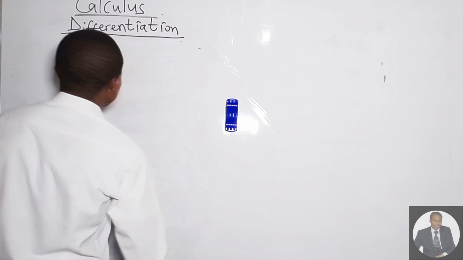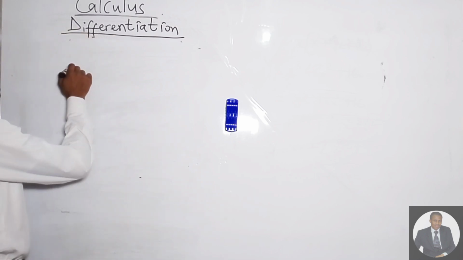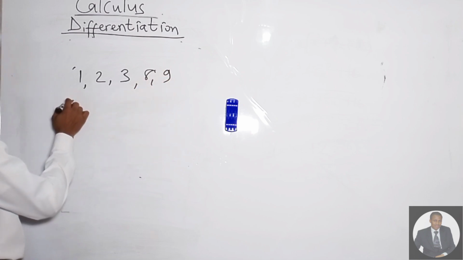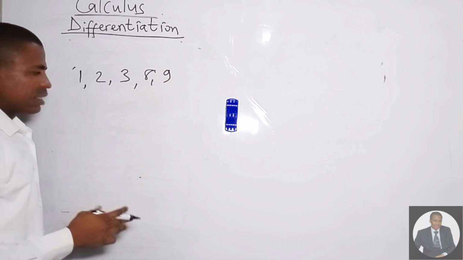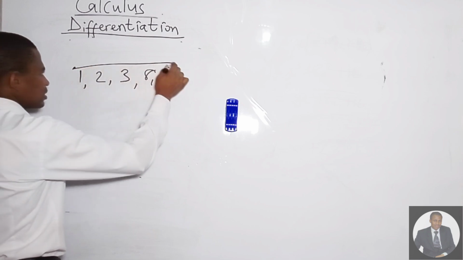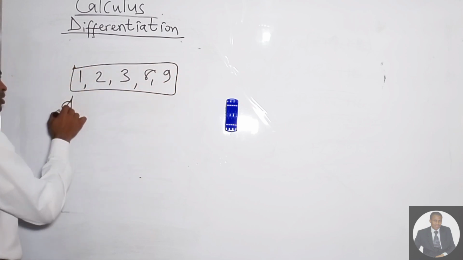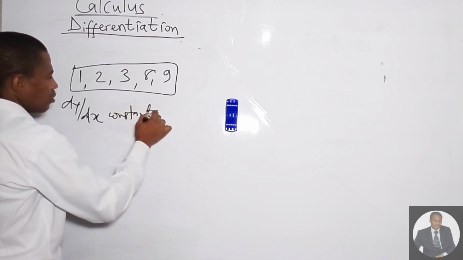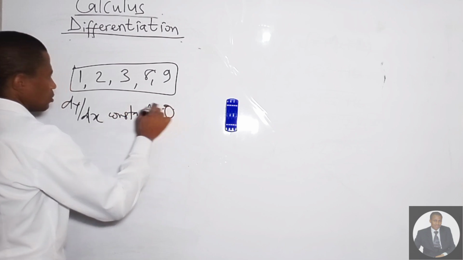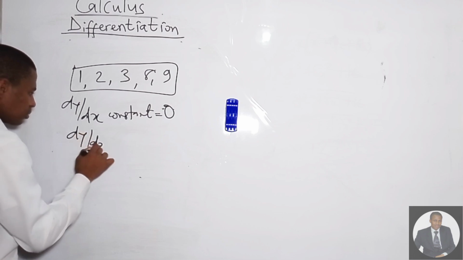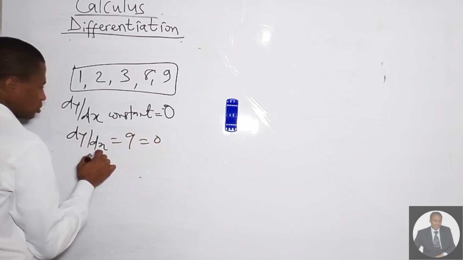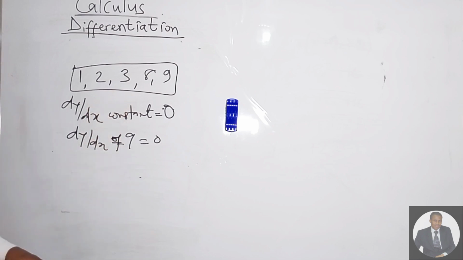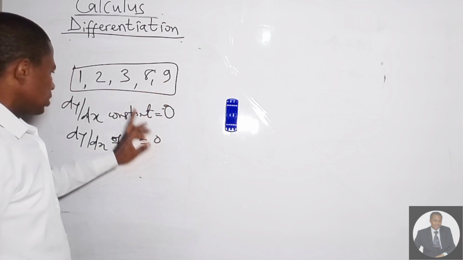Now, if we are to differentiate constants like 1, 2, 3, 8, 9, with no attached letters, these are constants. The dy/dx of constants is 0. So the dy/dx of 9 equals 0. The dy/dx of any constant that has no attached alphabet to it is 0.